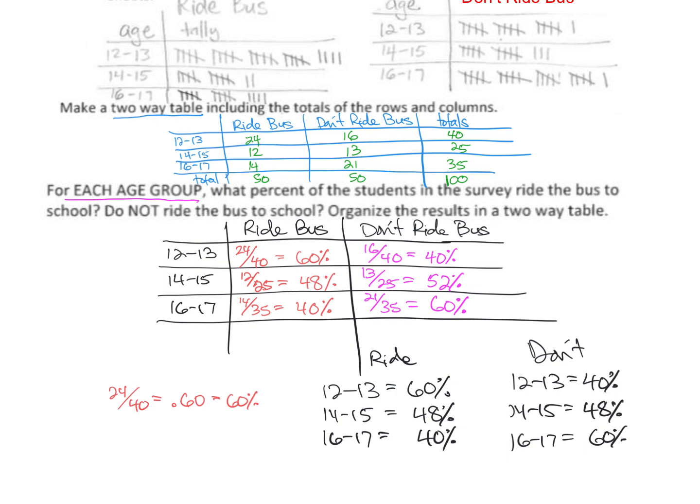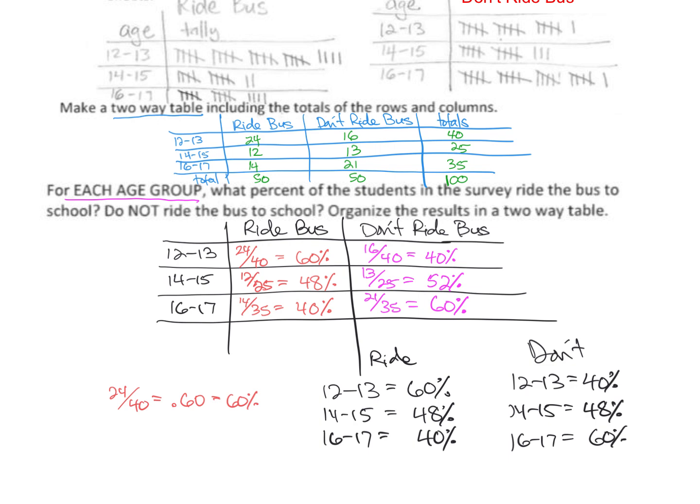And actually, if you look at this, notice how we go from 60, 48 to 40. Why would these go down? If you think about it, a lot of students start driving cars at 16, and so they might be getting a car, and so they don't have to ride the bus anymore to school.